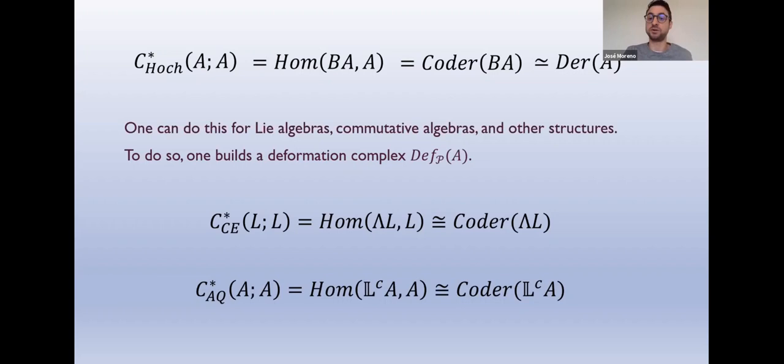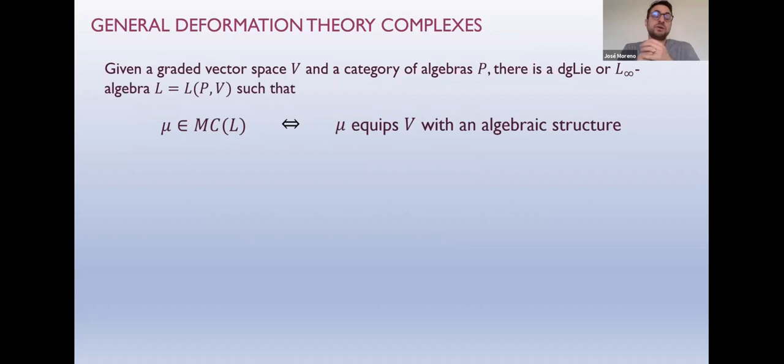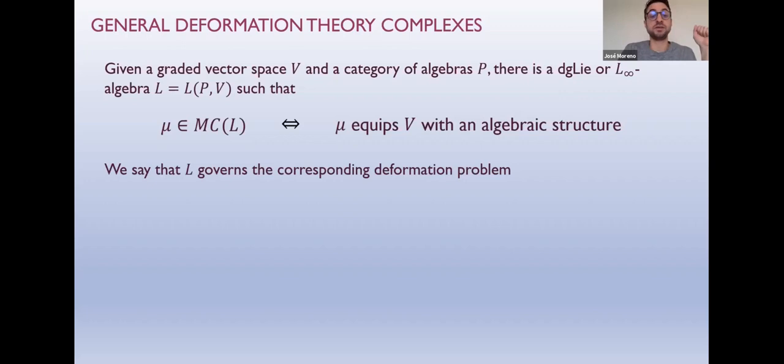Now, what is the general deformation theory, or how is this studied, at least in characteristic zero today? So basically, we start with a graded vector space V, and we want to put the structure of an algebra of type P on V. With those two ingredients, there is a Lie or L infinity algebra, depending on the category of algebras and the graded vector space, in such a way that Maurer-Cartan elements in this L infinity algebra equip V with a structure of type P. And we can therefore say that this L is governing the corresponding deformation problem.